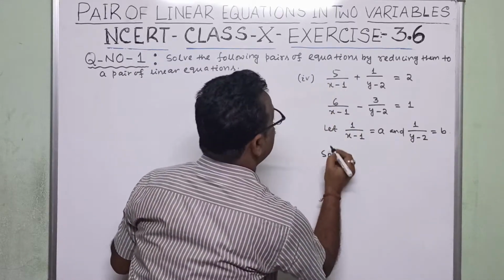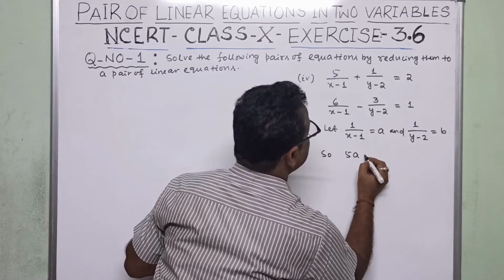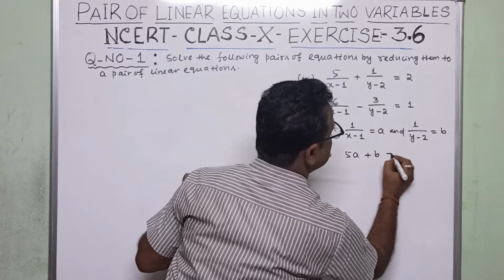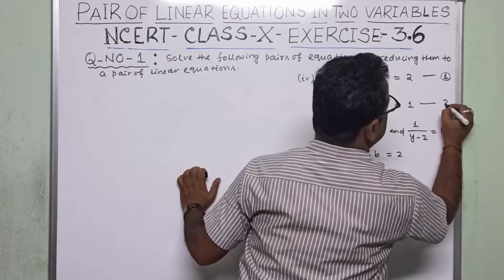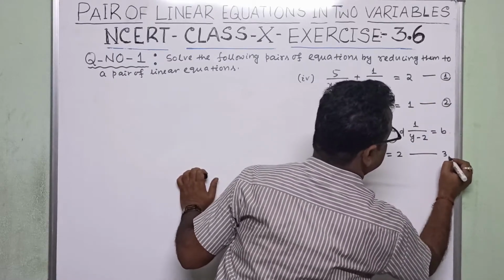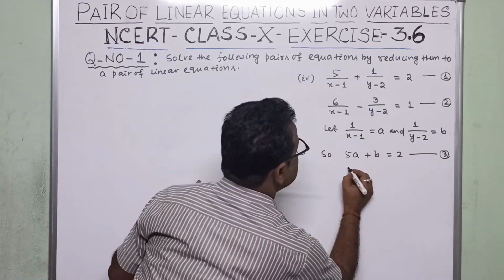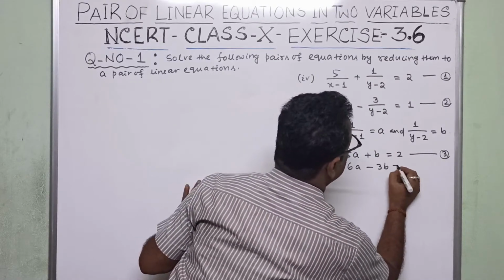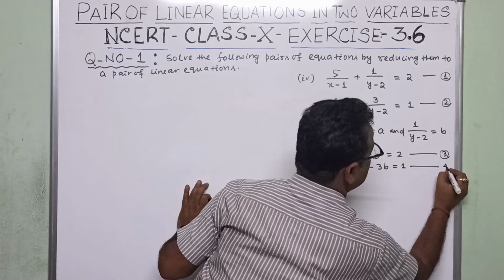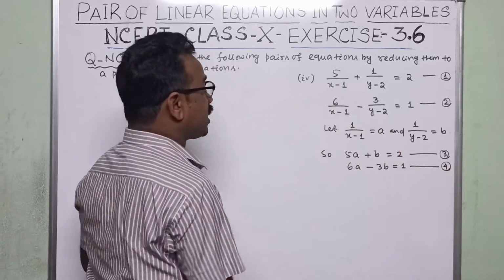So 5a plus b is equal to 2. This is equation 1, this is equation 2, this is equation 3. Now second one, 6a minus 3b is equal to 1, equation 4. So now I have to solve this.